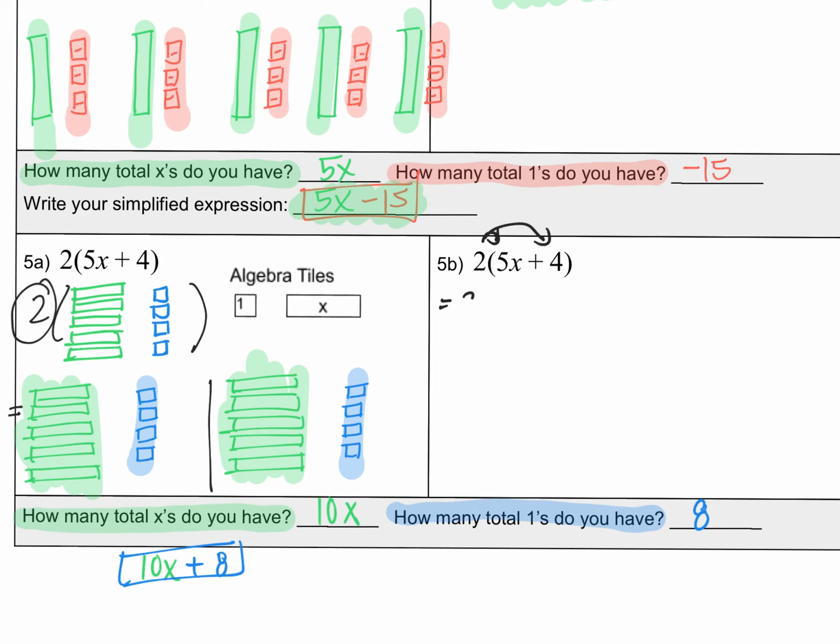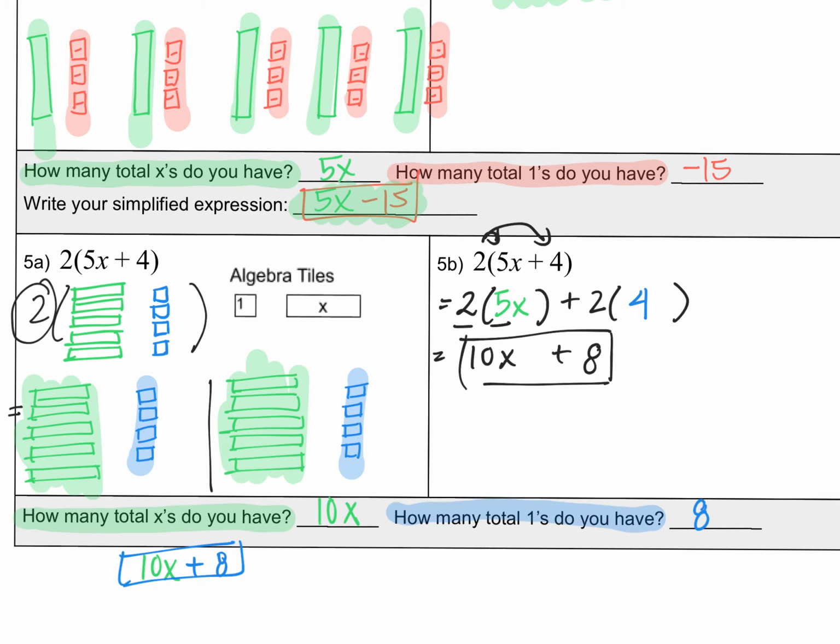So I have my outside number multiplying one of our terms inside, and we have our outside number 2 also multiplying the other number inside, 4. 2 times 5 is 10, so I have 10x. 2 times 4 is 8, and then we have 10x plus 8. Again, we have the same expression doing it algebraically and using algebra tiles.